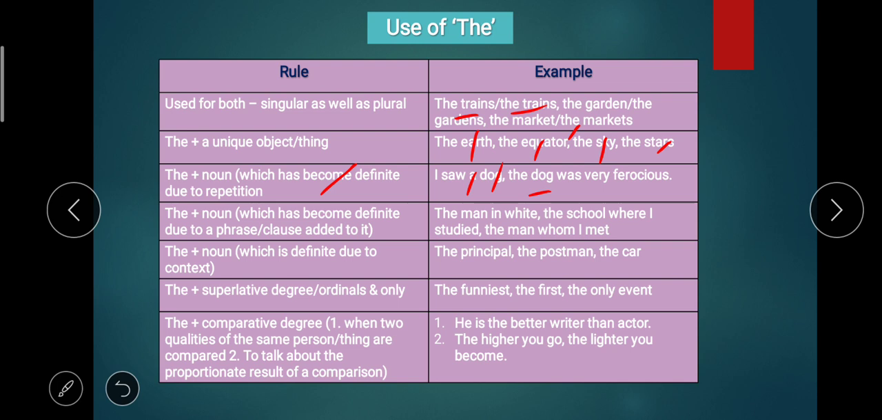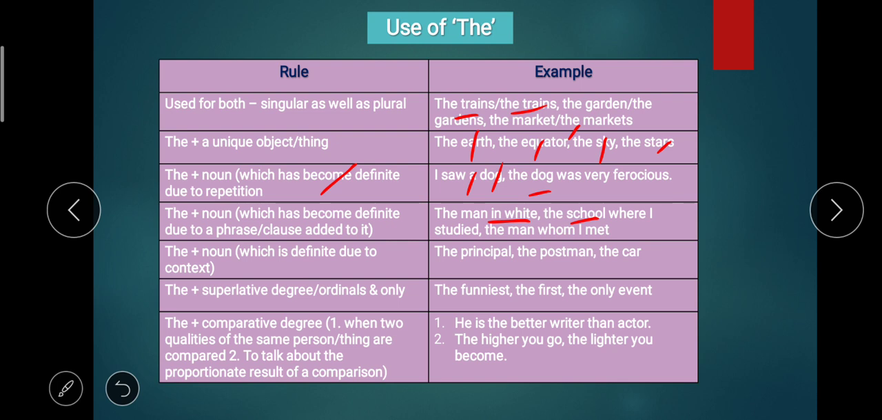The plus a noun which has become definite due to a phrase or clause. When some noun is followed by a phrase or a clause, and because of it the noun becomes particular and specific, we need to use the before it. The man in white. The phrase in white makes man specific. That's why it takes the before it. The school where I studied.